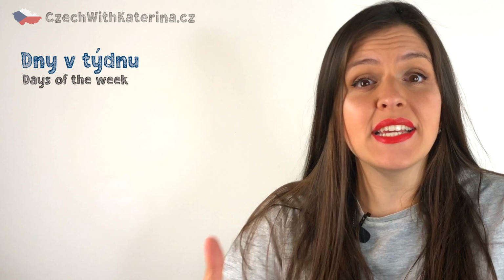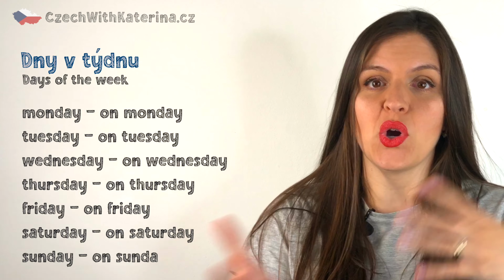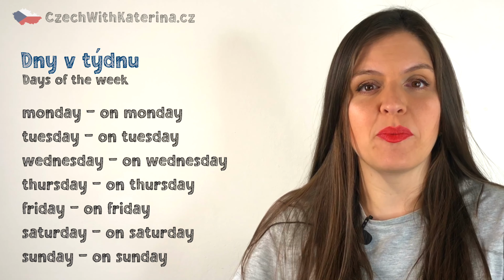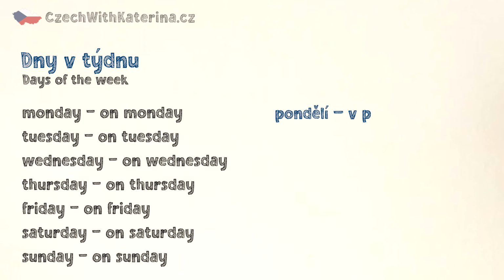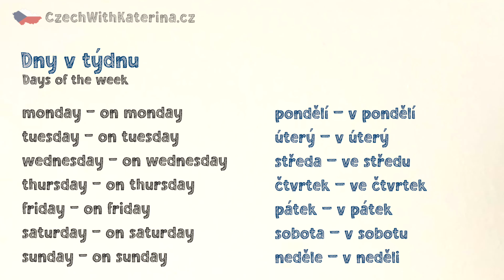Once you start using the days of the week in a sentence, you need to add a preposition. In English, you would say on Monday, on Tuesday. In Czech, we use the preposition v. V pondělí, v úterý. But be careful about the endings of Wednesday, Saturday, and Sunday, as the ending changes to become ve středu, v sobotu, v neděli.